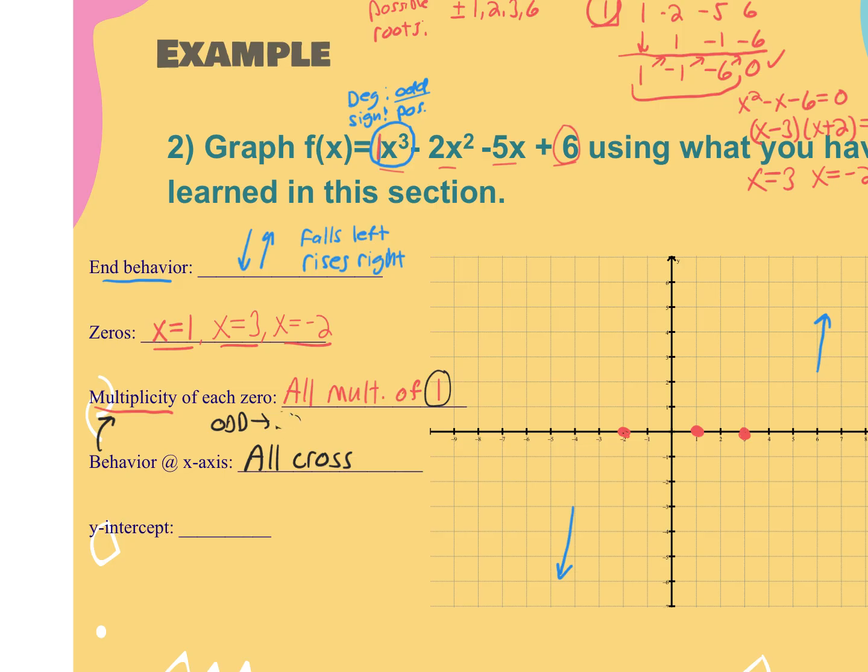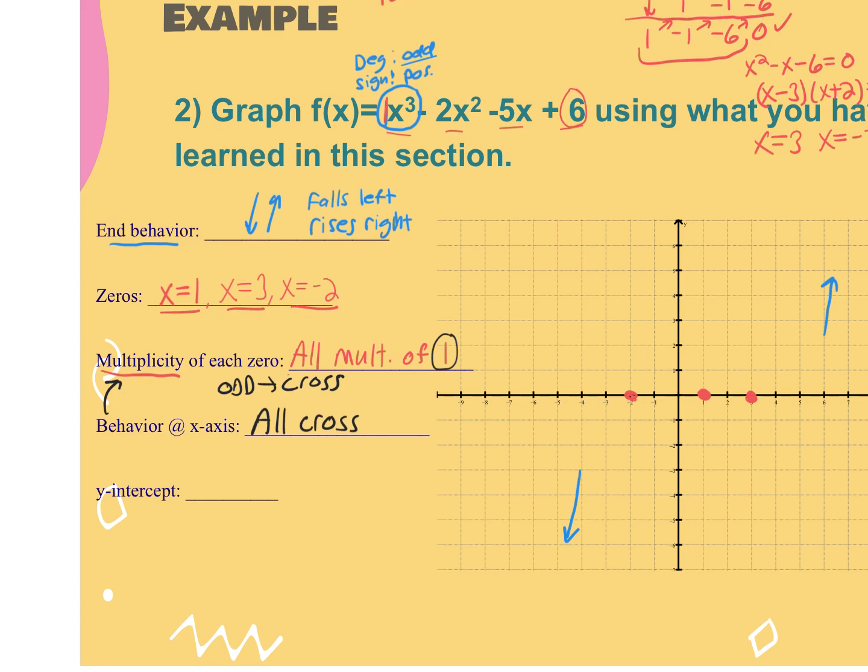Whoa, that doesn't look good, hold on. Odd means we cross, all right? If it was an even number, like let's say one of them had a multiplicity of 2, that would mean we have to touch and turn or bounce, right? And then, okay, so lastly, our y-intercept, this is where we plug in 0 for x, right?